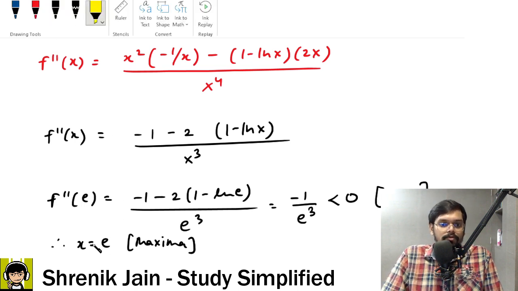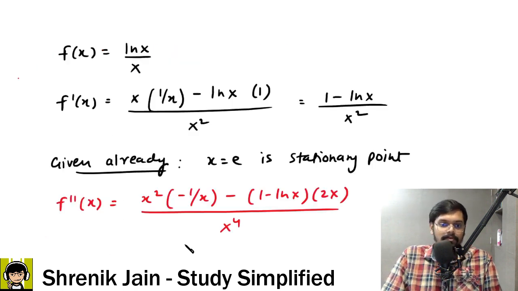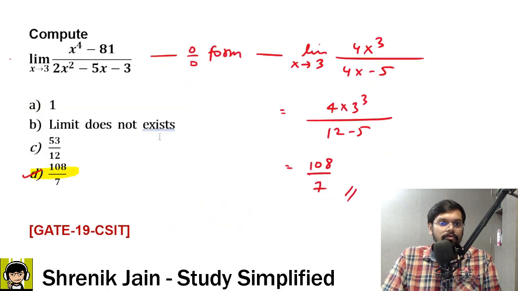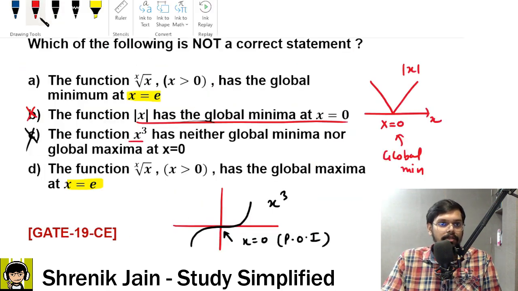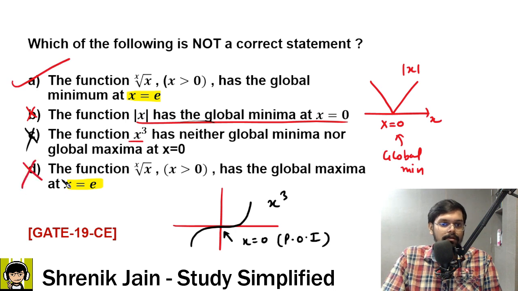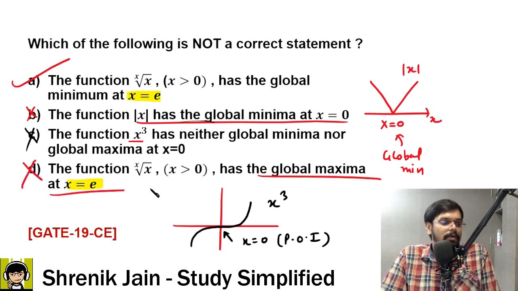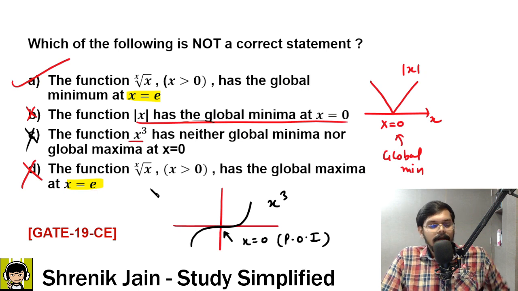And yes, we conclude that the right answer is x equal to e is a point of maxima. So minima is wrong. That statement is wrong, but this is the right statement: global maxima at x equal to e. Maza aa gaya, samajh mein aa gaya.